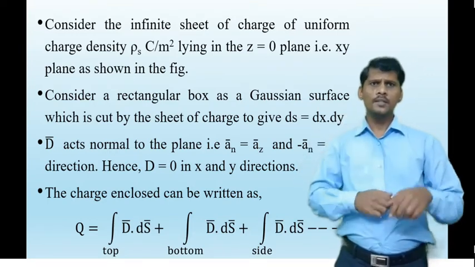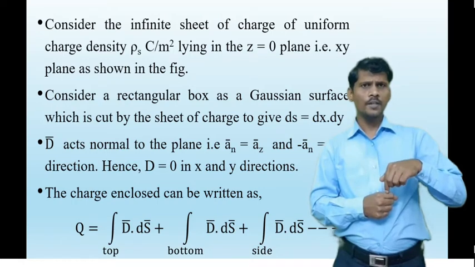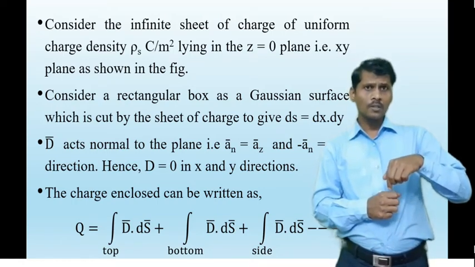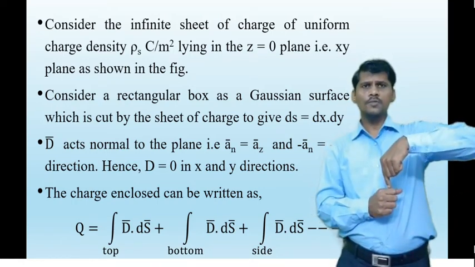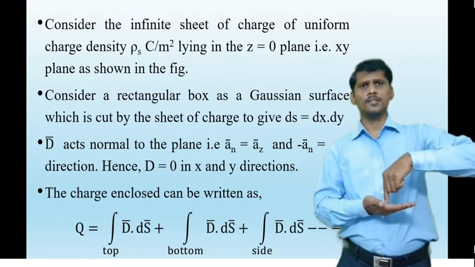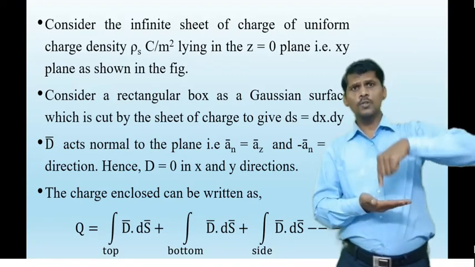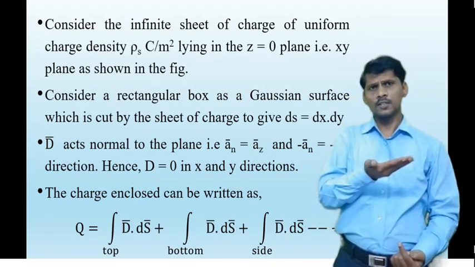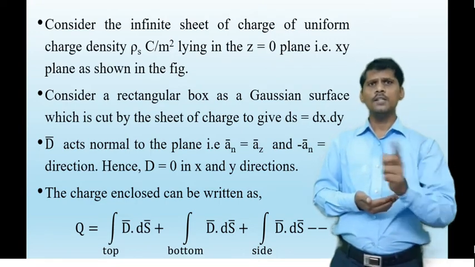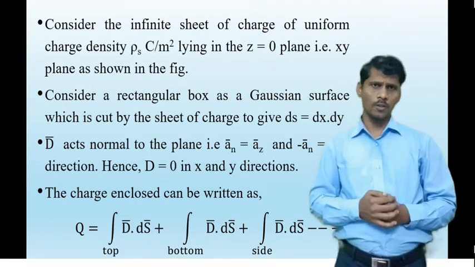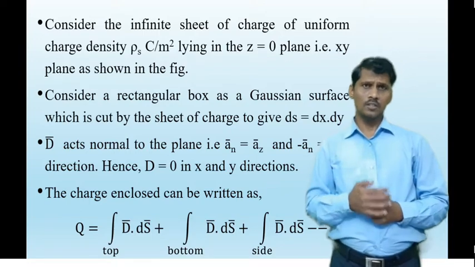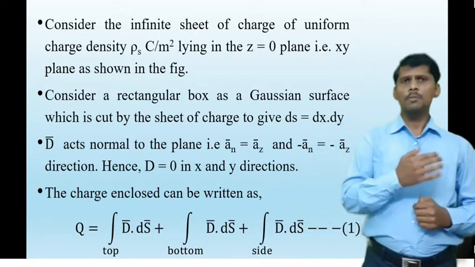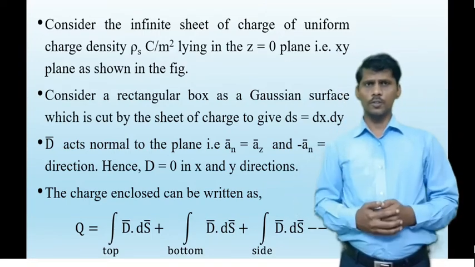Now here the electric flux density is varying normal to the surface. Normal to the surface means that is parallel to the z axis, positive z axis and negative z axis. There is no electric flux density at the side of the rectangular box. The side surface integral of d bar dot ds bar is equal to 0.